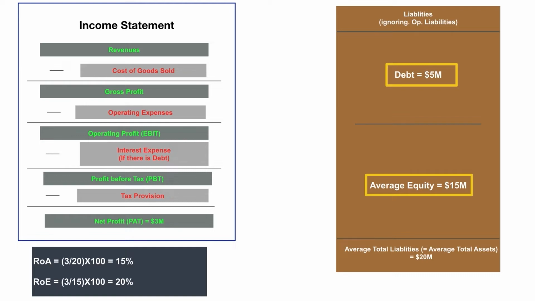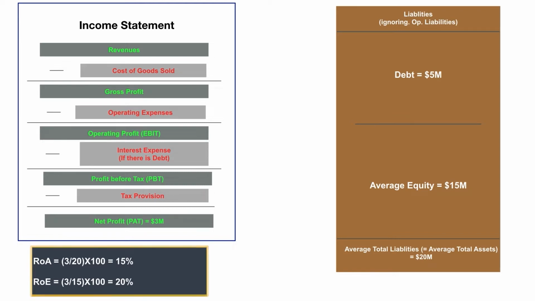So the average total liabilities is $20 million. Here we are just ignoring the operating liabilities for the sake of this example. If the business generates a net profit of $3 million, the return on asset is $3 million over $20 million, which is 15%. And the return on equity is $3 million over $15 million of average equity. So the return on equity is 20%.